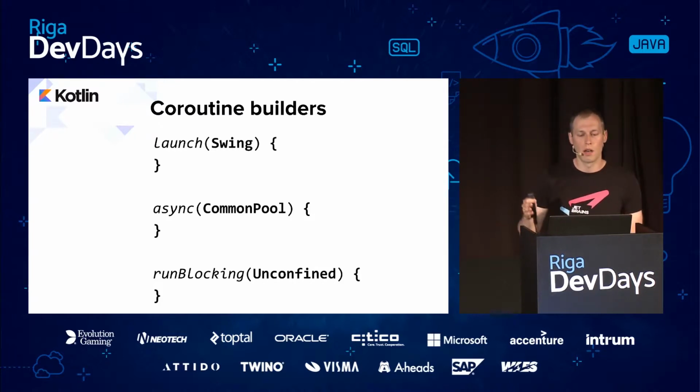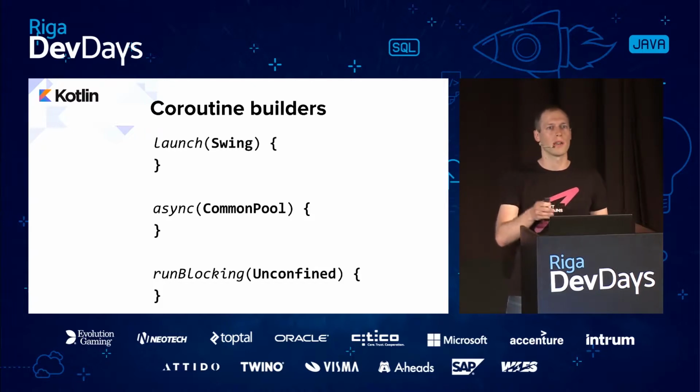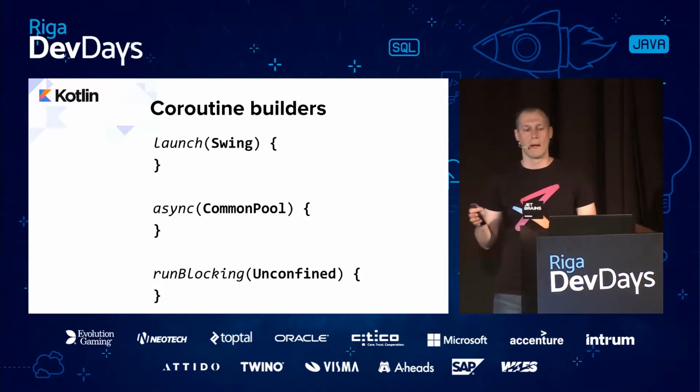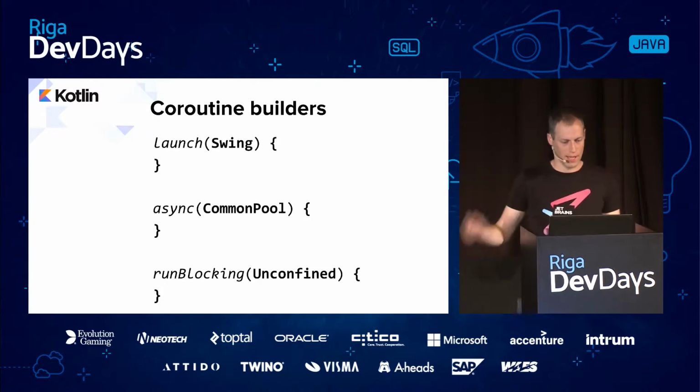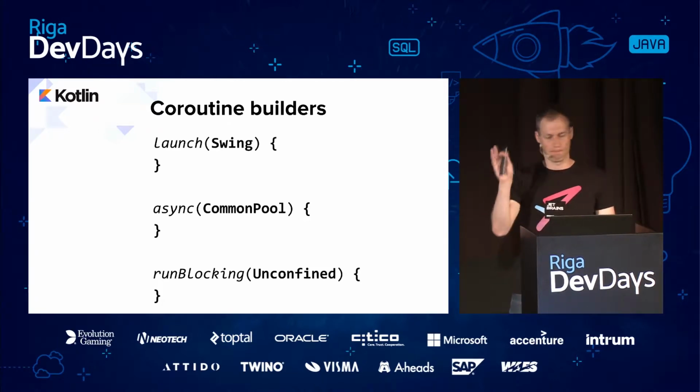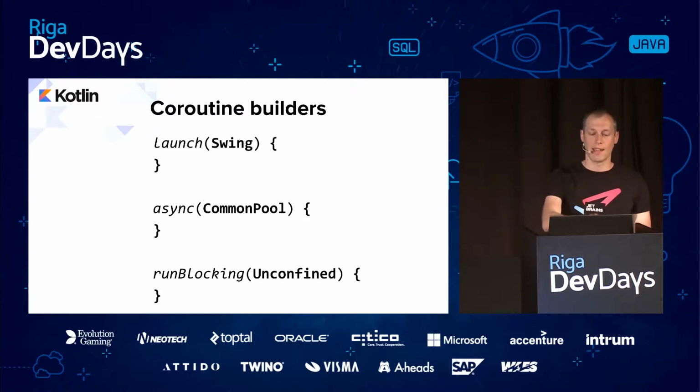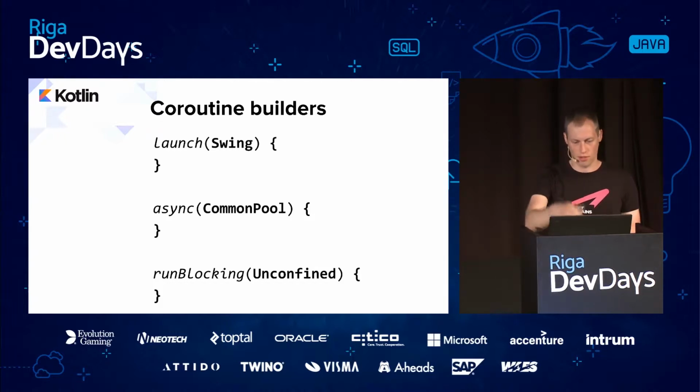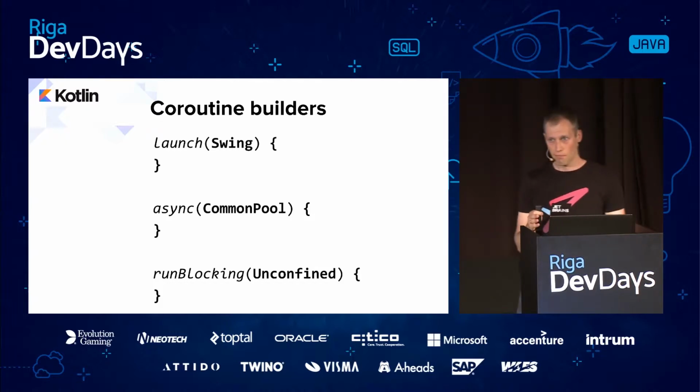Also, similarly there is UI dispatcher on Android. I said it. Sorry. Then never mind. Then there is async, just an example. And there is a common pool dispatcher, which is actually a default dispatcher. It runs coroutines on fork join thread pool. And by the way, you can create your own thread pools and your own dispatchers as well.